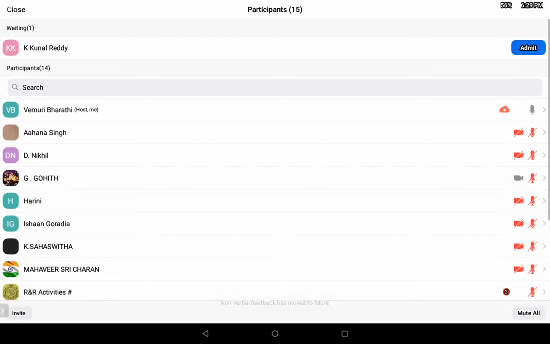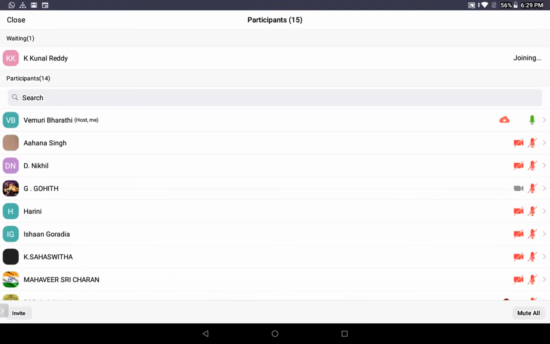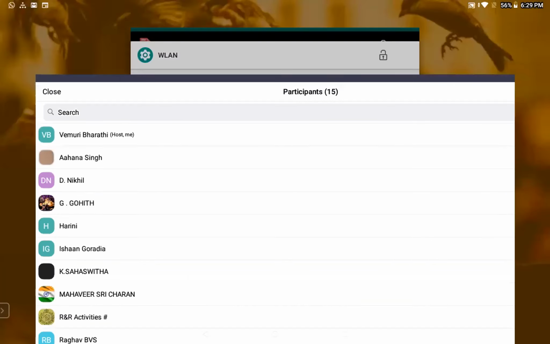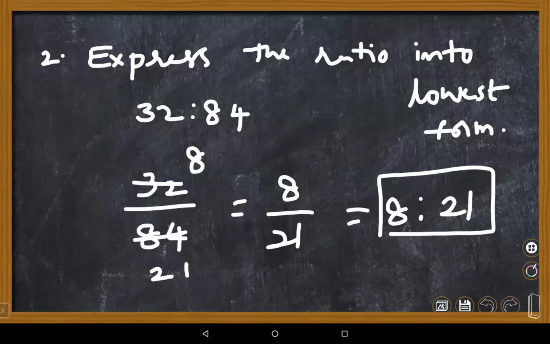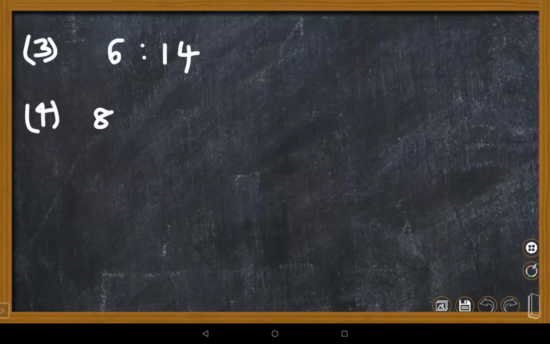Very good. I can see many students gave correct answers. Wonderful job. Ahana, are you there? Can I give one more question like this? I am giving 10 questions. Please quickly solve and put in the chat box. The answer is correct: 6 is to 14. Very good. The next question, 8 is to 12. Small numbers I'm giving for your understanding.